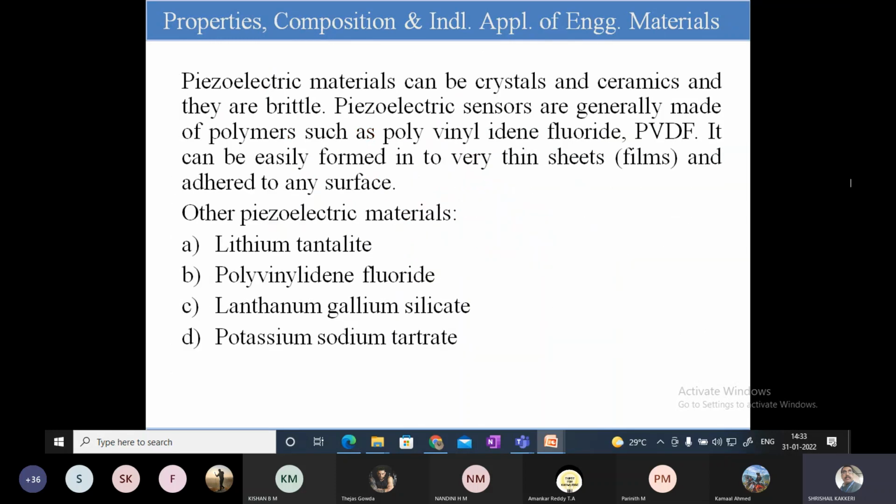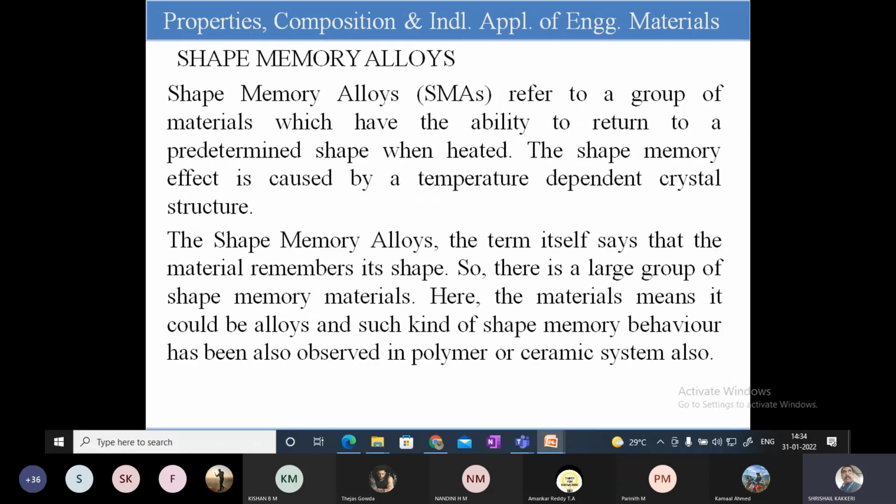Some of the piezoelectric materials other than quartz are lithium tantalate, polyvinyl fluoride, and potassium sodium tartrate. Some other materials are also available, but most possibly we will be using quartz as the piezoelectric material for most applications.